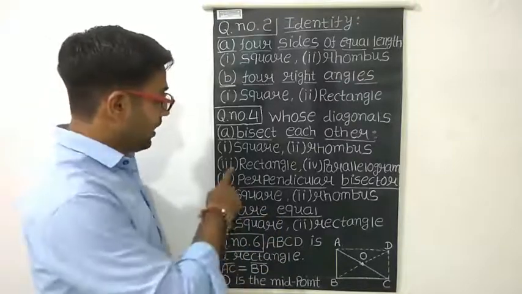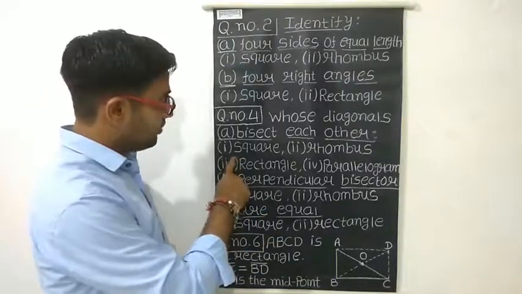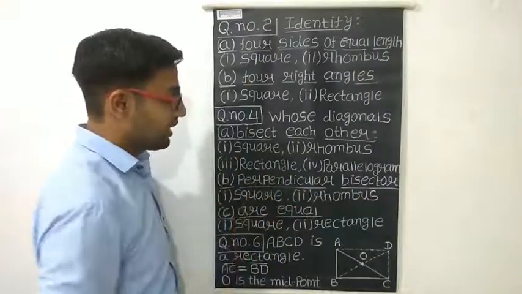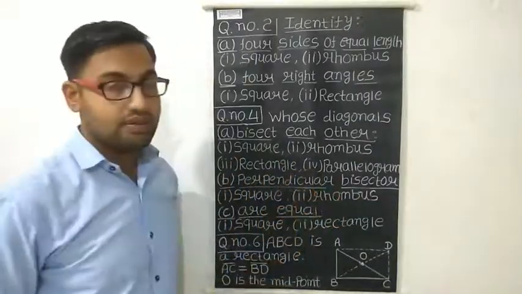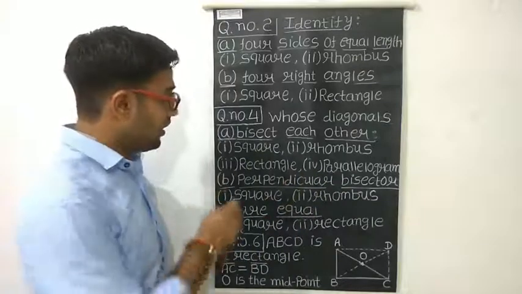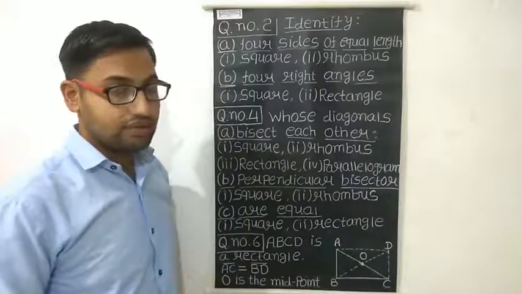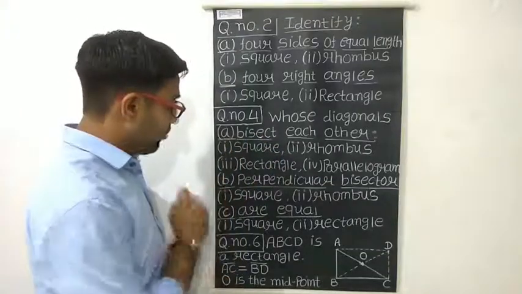Right? So there are four shapes, four quadrilaterals. First is square, second one is rhombus, third one is rectangle, and fourth one is parallelogram. Notice one thing, here we have said only about bisect each other. Right? Okay. Now what is B?